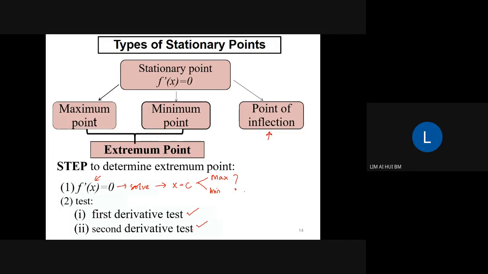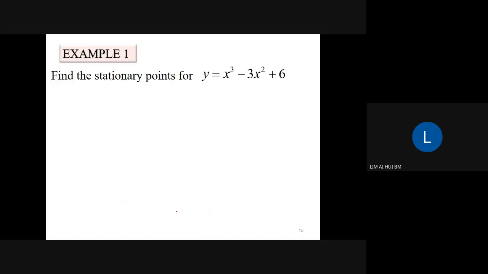Depends on the question. If the question did not say pakai which test, then you boleh pakai either one. Tapi kalau soalan kata use the first derivative test to find the maximum or minimum point, to determine the nature of the points, the extreme point, then you kena pakai cara itu, yeah. So later on, we're going to see both methods. Firstly, get your stationary point dulu. Find the stationary points for this function.